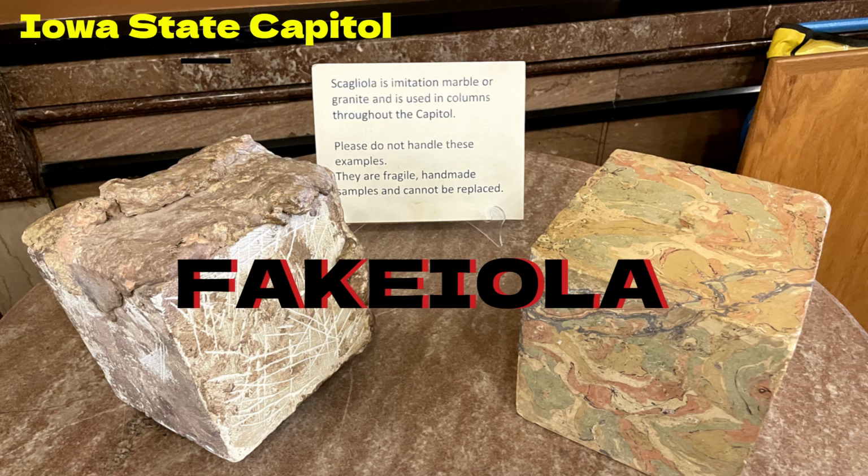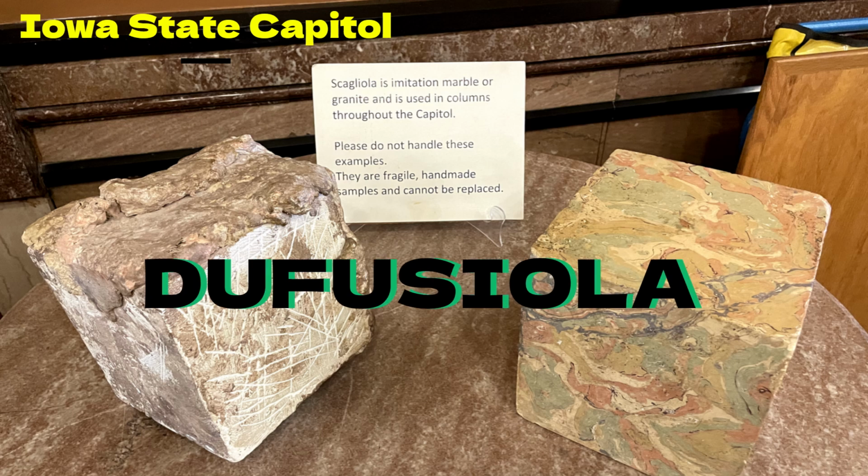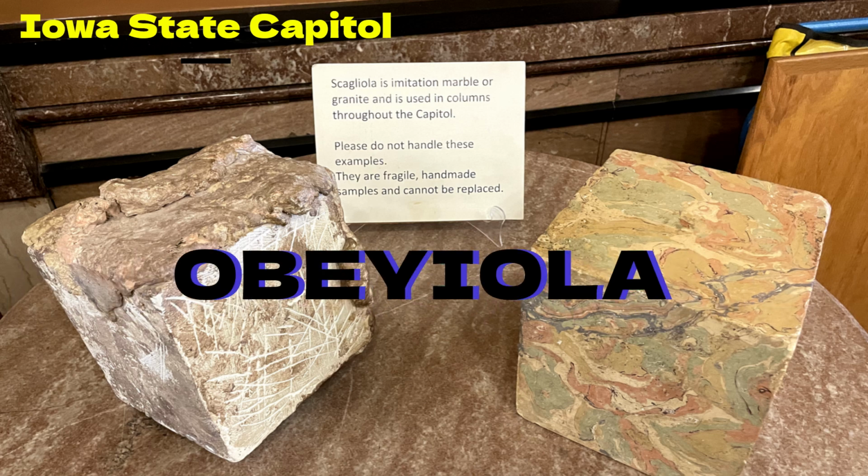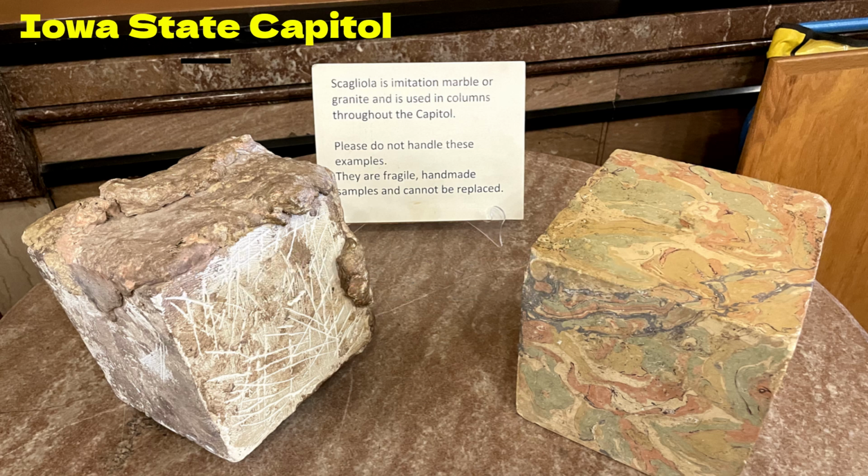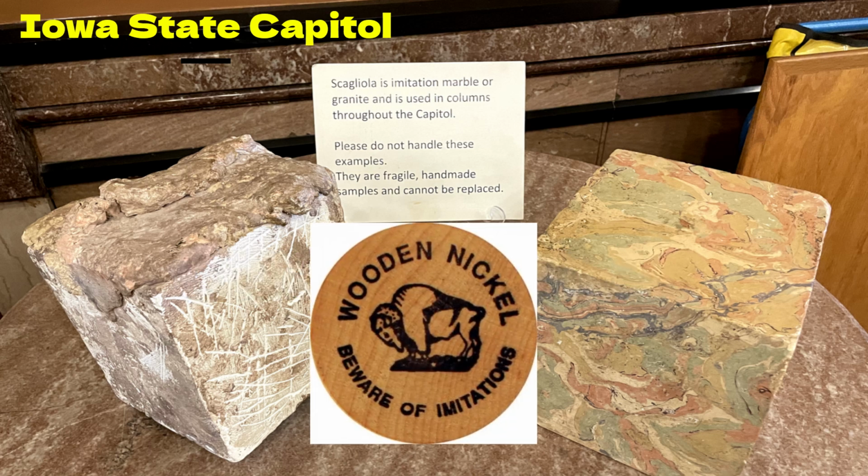Maybe there's some other names we could come up with. Perhaps fakeola? It's fakeola material, or maybe we could call the marble fakeola, and the granite dufaciola. Dufaciola is your imitation granite, or call both of them obeiola. See, some alternate names that seem a little more catchy. I don't know, I'm getting the impression that someone's trying to sell us wooden nickels yet again.